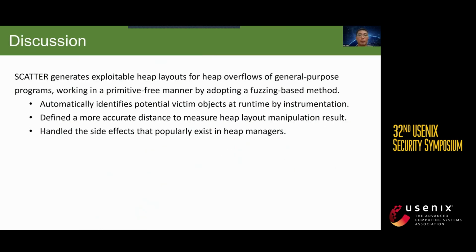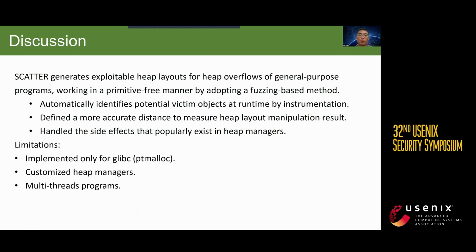In this paper, we propose Scatter, which generates exploitable heap layouts for heap overflows of general-purpose programs by manipulation distance-guided fuzzing. Even though we have made some progress in automatic heap layout manipulation for general-purpose programs, our method still has some limitations when dealing with non-glibc heap managers, customized heap managers, and multi-threaded programs.